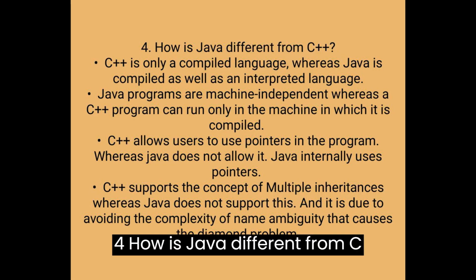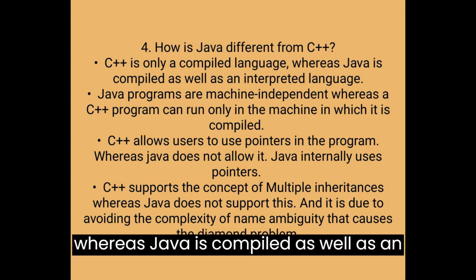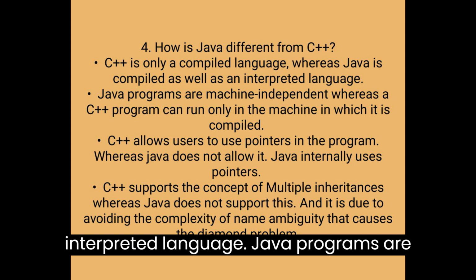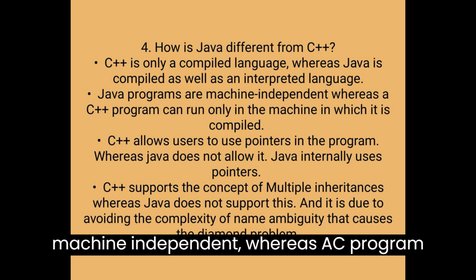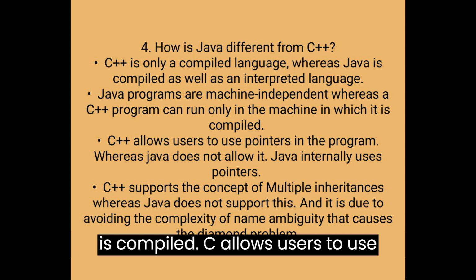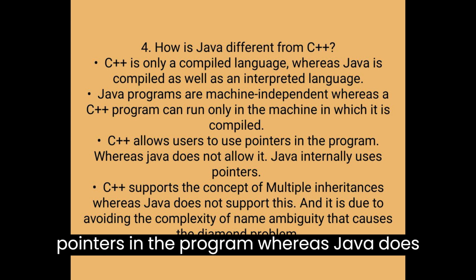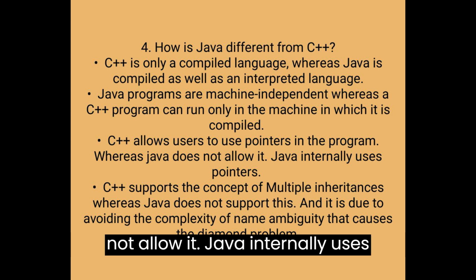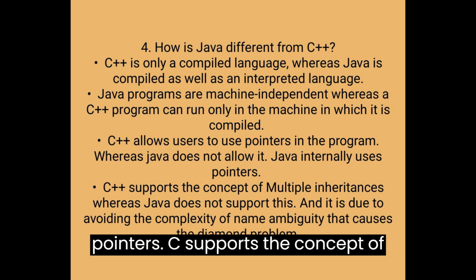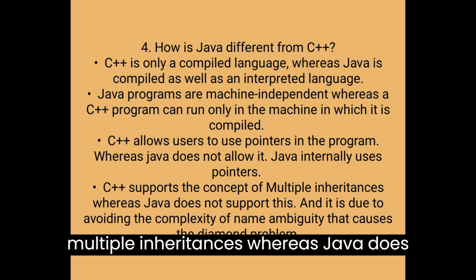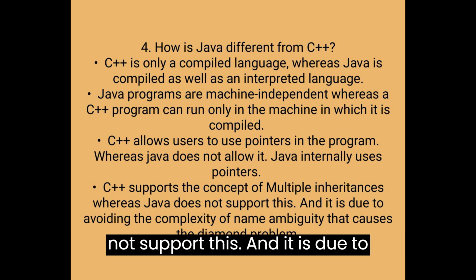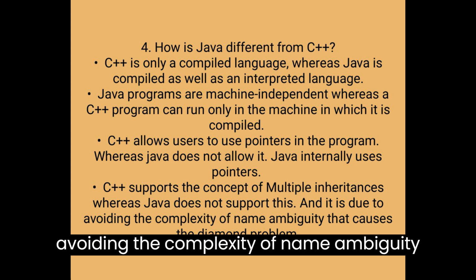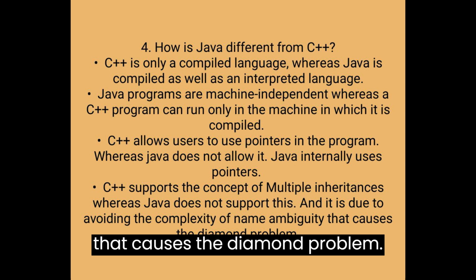4. How is Java different from C++? C++ is only a compiled language, whereas Java is compiled as well as an interpreted language. Java programs are machine-independent whereas a C++ program can run only in the machine in which it is compiled. C++ allows users to use pointers in the program, whereas Java does not allow it. Java internally uses pointers. C++ supports the concept of multiple inheritances whereas Java does not support this. And it is due to avoiding the complexity of name ambiguity that causes the diamond problem.